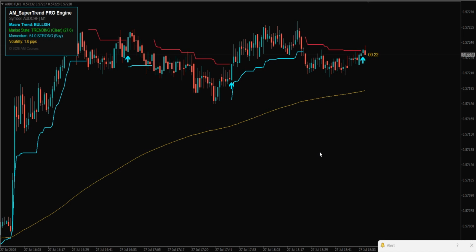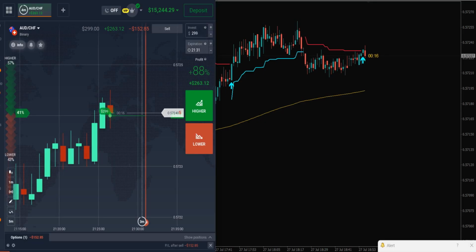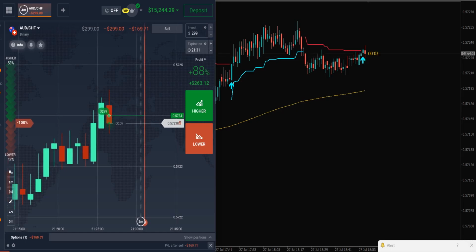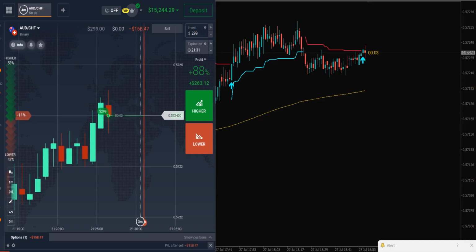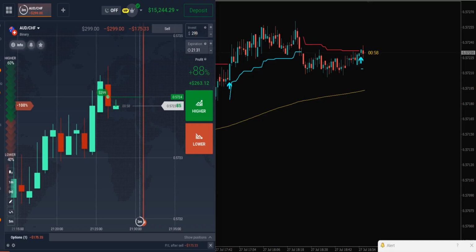Market state, trending, and it's marked clear. Momentum, strong buy. Arrow up, trend up. Market moving, momentum up. All four agree, so this qualifies. And the candle has closed, which is why this arrow will not disappear. Now I place a buy, and the expiry is set for 5 minutes.